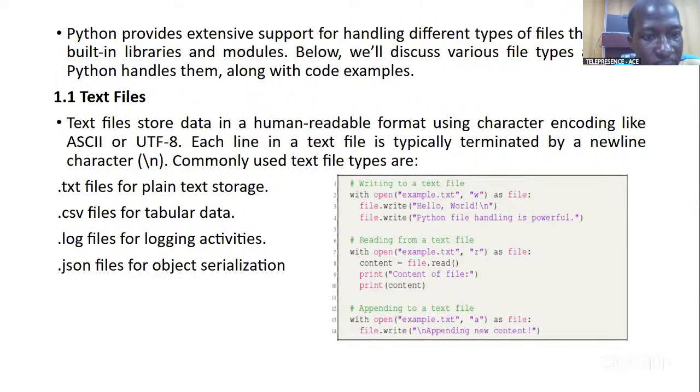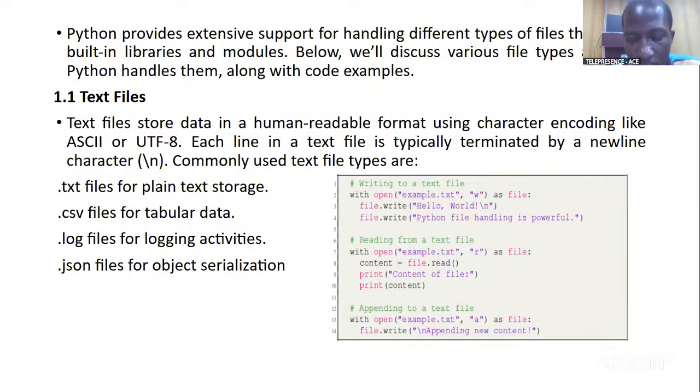So text files store data in a human readable format using character encoding like ASCII or UTF-8. Each line in a text file is typically terminated by a newline character, that is, \n, to say okay, go to a new line. Commonly used text file types are .txt, .csv, .log, and .json formats.